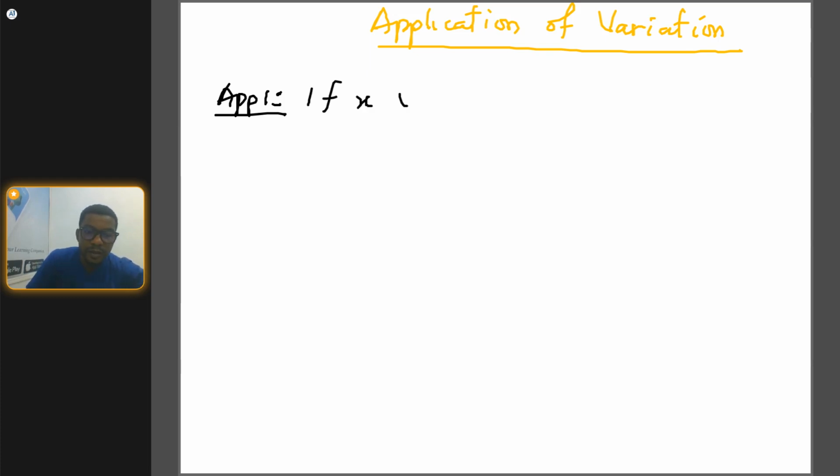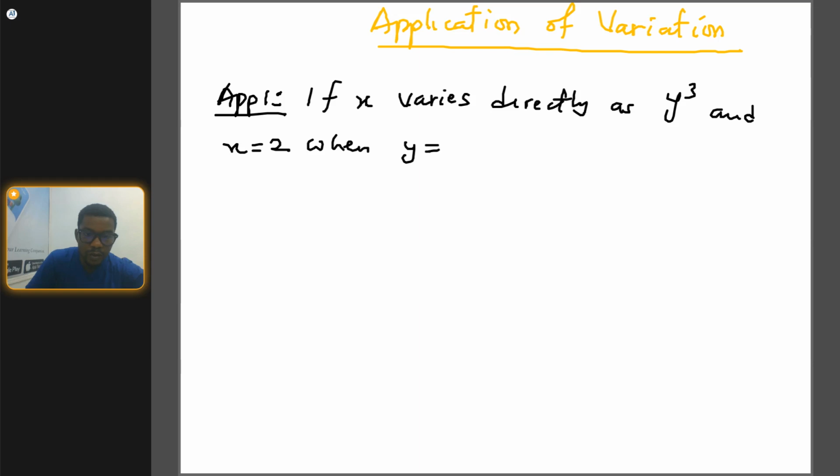If x varies directly as y cubed and x equals 2 when y equals 1, find x when y equals 5. And this is UTME 2018.